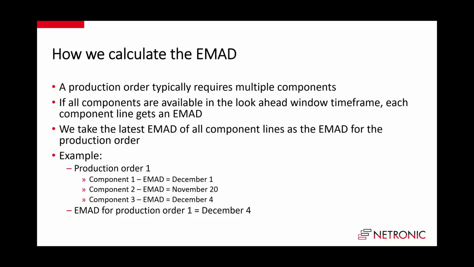And this is something that I had on the slides before. A production order typically requires multiple components. If the components are available in the time frame we look at and have different availability dates, then we set these different availability dates on the component lines. And then for the production order line, we take the latest availability date as the earliest availability date for the production order line.